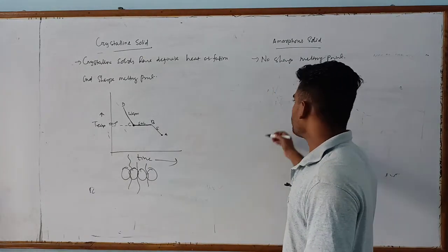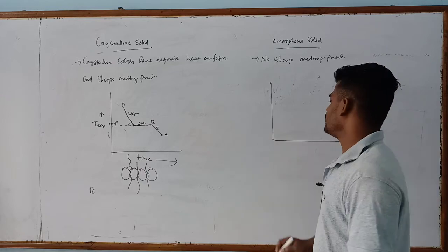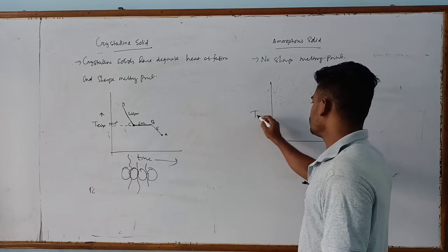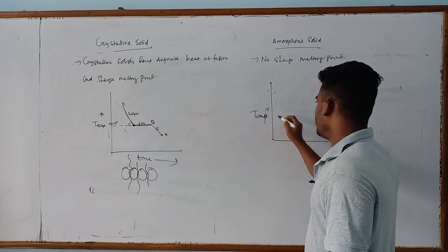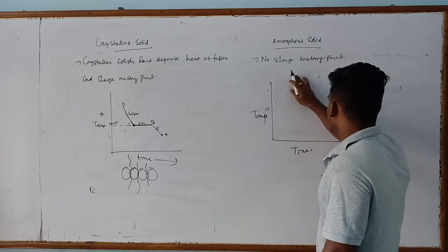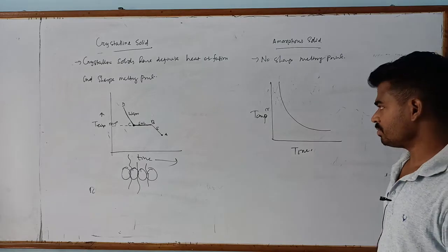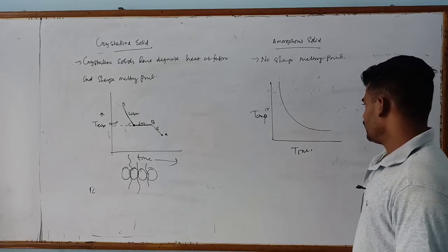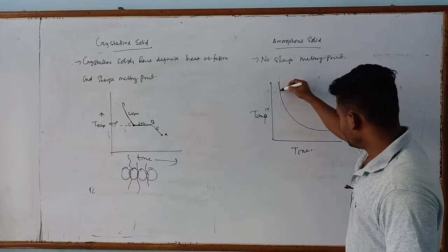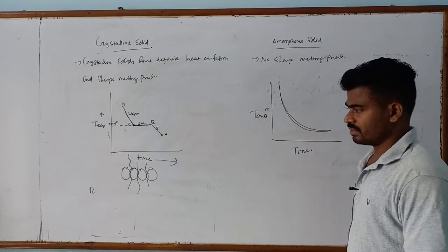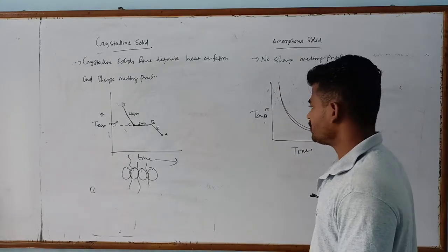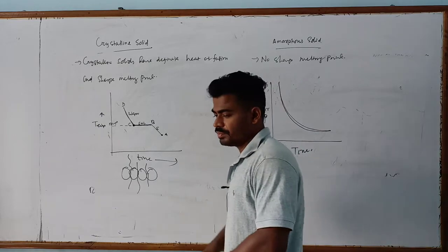In case of amorphous solid, you see no sharp melting point is there, since the arrangement is not regular. Suppose this is temperature, and this one is time. Since the arrangement is irregular, you can get a curve like this. The solid can melt over a whole range of temperature. That is in case of amorphous solid.